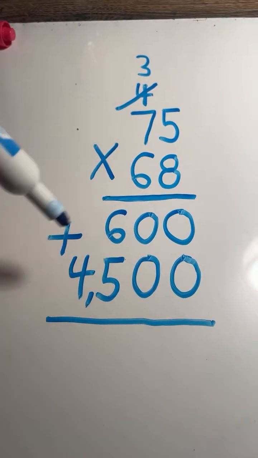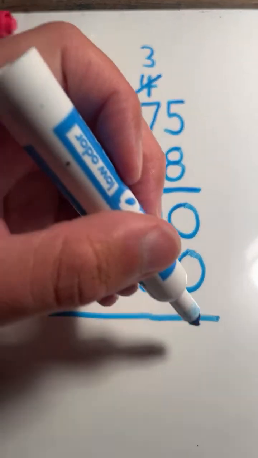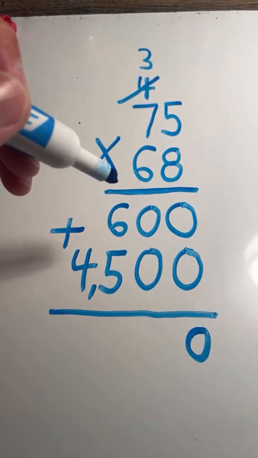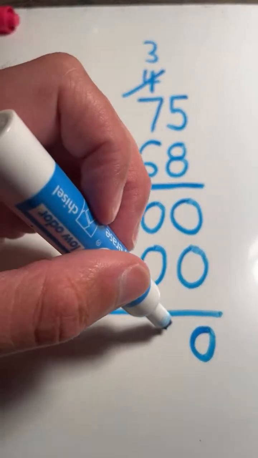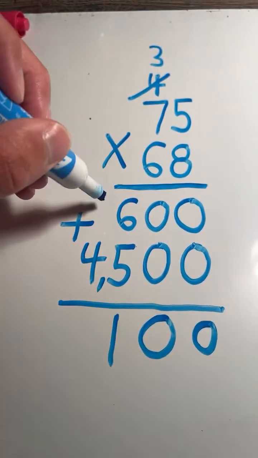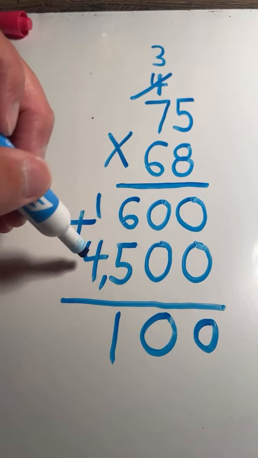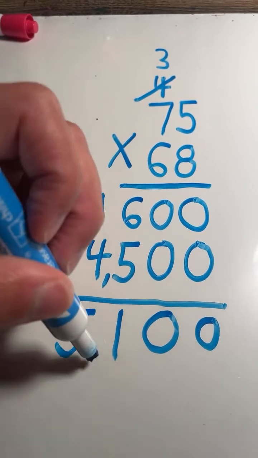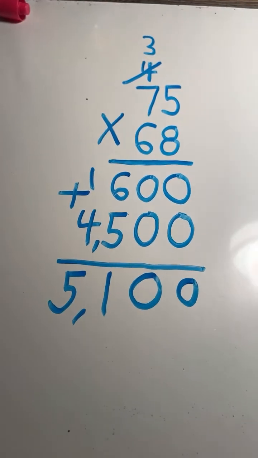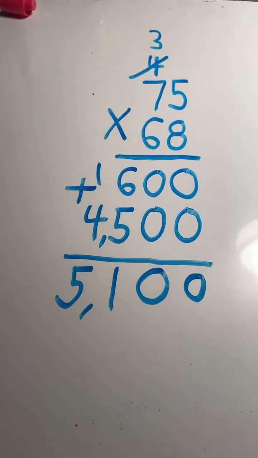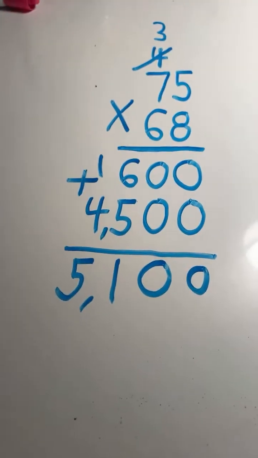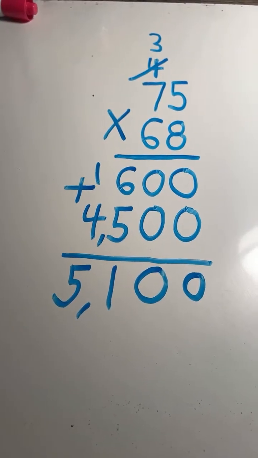All right, 600 plus 4,500. 0 plus 0 equals 0. 0 plus 0 equals 0. 6 plus 5 equals 11. 1, carry the 1. 1 plus 4 equals 5. And we have our final answer. 75 times 68 equals 5,100.